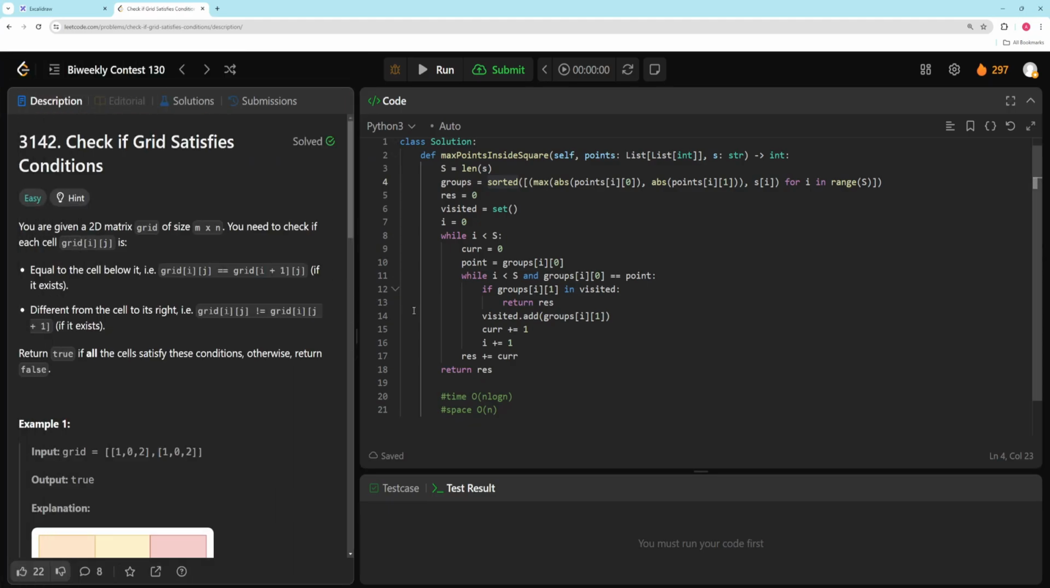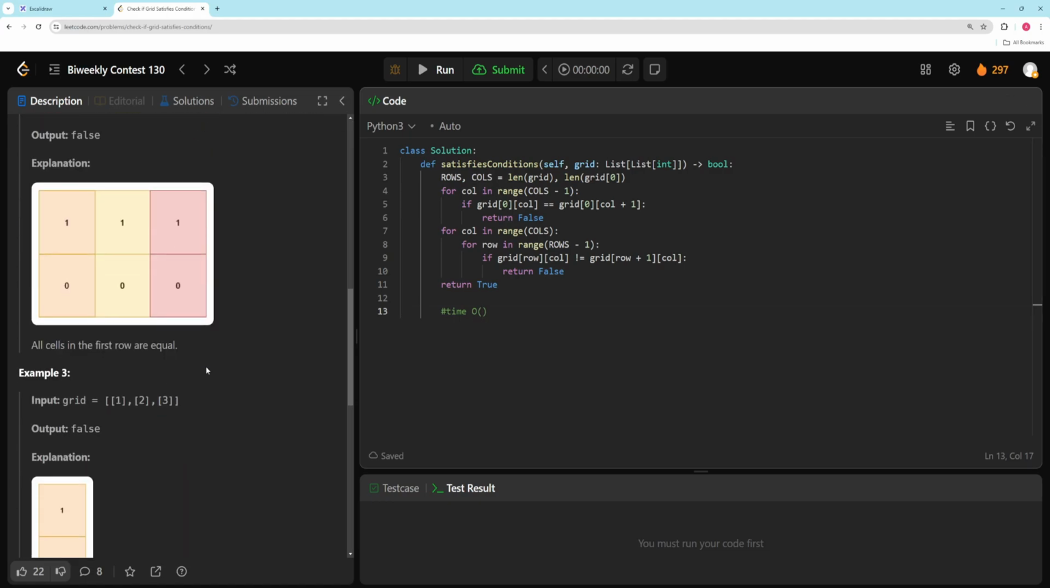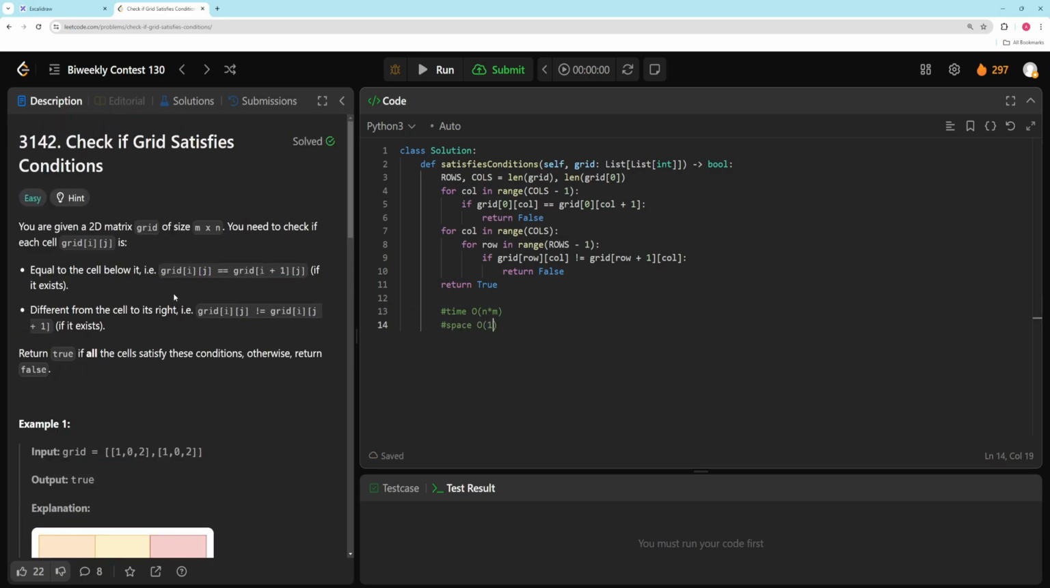And then the last one is just n by m, or whatever it is. Yeah, n by m. And space O(1). And yeah, hopefully this is helpful.